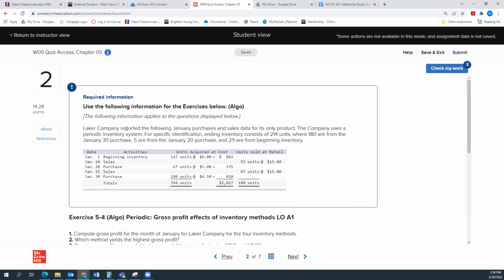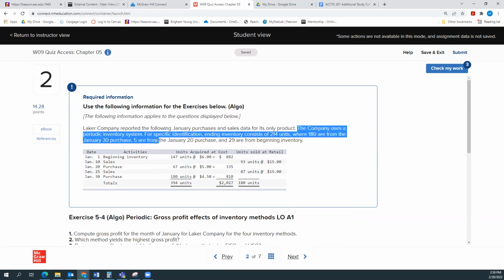So let's see, the company uses a periodic inventory system. This is important. You need to look and understand whether it's periodic or perpetual before you get started, because you'll use a different methodology depending on whether it's periodic or perpetual. So because this one's periodic, it means we're just going to look at our total units and total costs at the end of the month, and we'll go from there. So I'll try to explain that process.